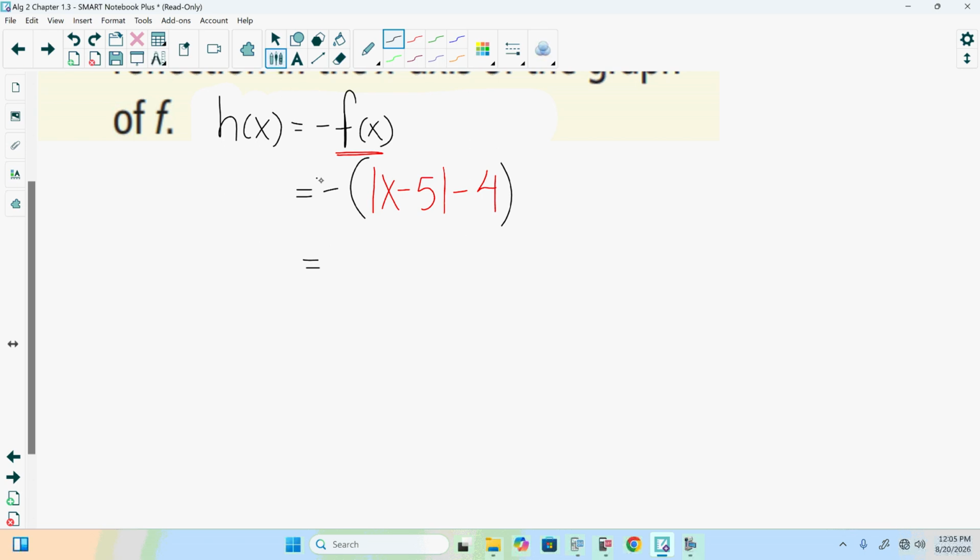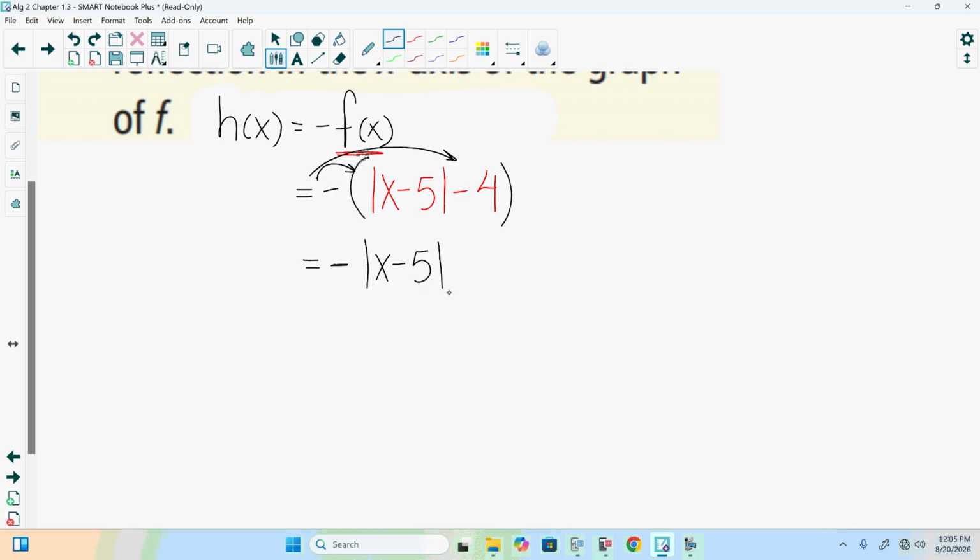Questions on how we got here? Now at this point, we can distribute this negative through. When we multiply an absolute value expression by something, we leave whatever we're multiplying it by out front. So when we multiply the absolute value of x minus 5 by that negative 1, it's just going to be negative absolute value of x minus 5.